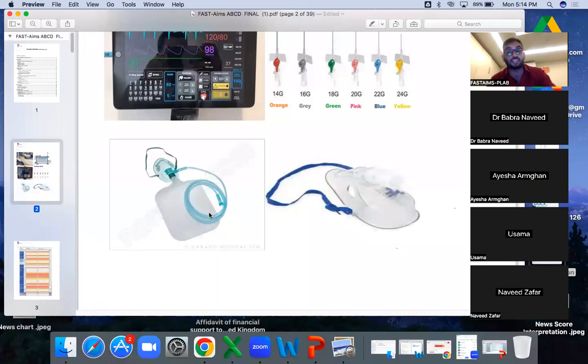Then these two things are equally important. This is the non-rebreathable mask, with which you give oxygen. You are very likely to use it in the exam. I want you to familiarize yourself with it: you can see there is a bag attached. The nebulizer mask is similar, but this one has a bag attached to it. You should know about that, because in the real station you are going to go to the trolley, pick it up, and put it on the patient. We are going to talk about that in a while. And this other one is the nebulizer mask.